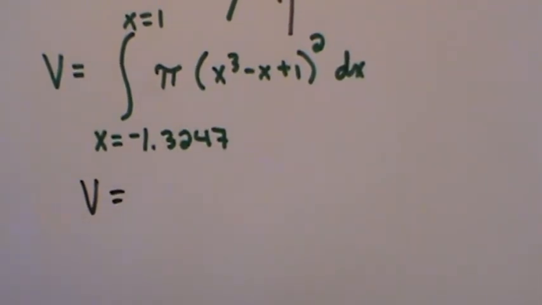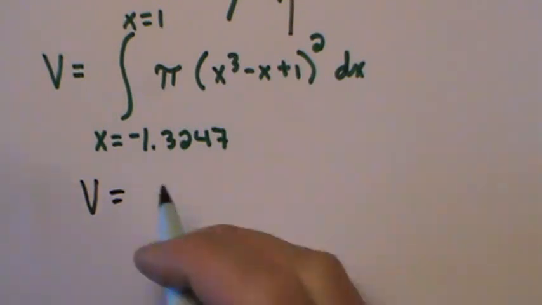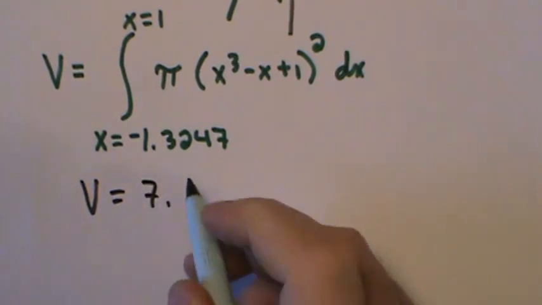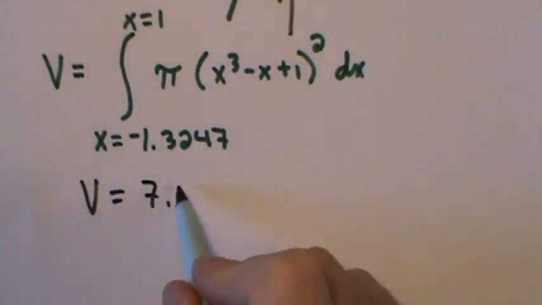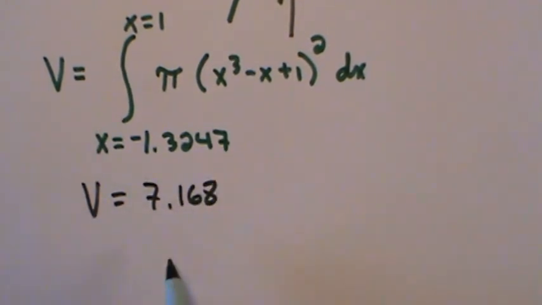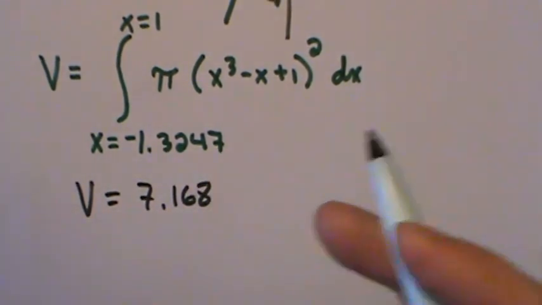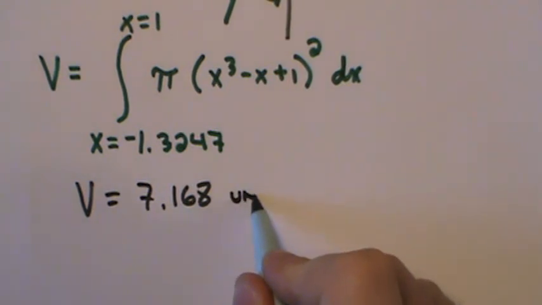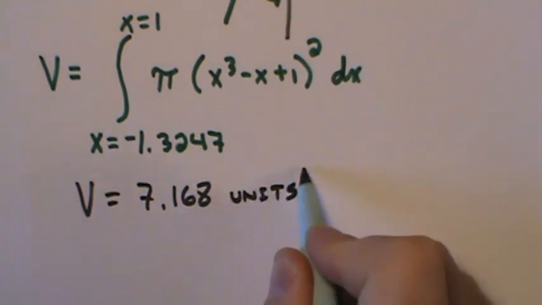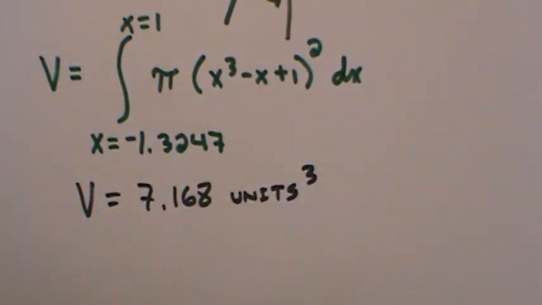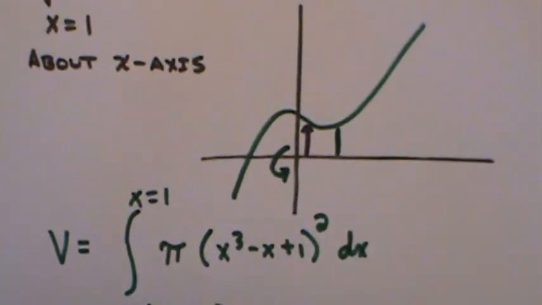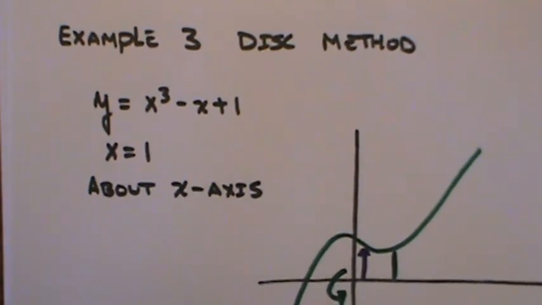So I'm getting a volume that is equal to, I don't even look at it, it was 7.168. And you see how I rounded to 3 decimal places here. And of course we'll say units cubed. There's your third example of how to do the disk method.